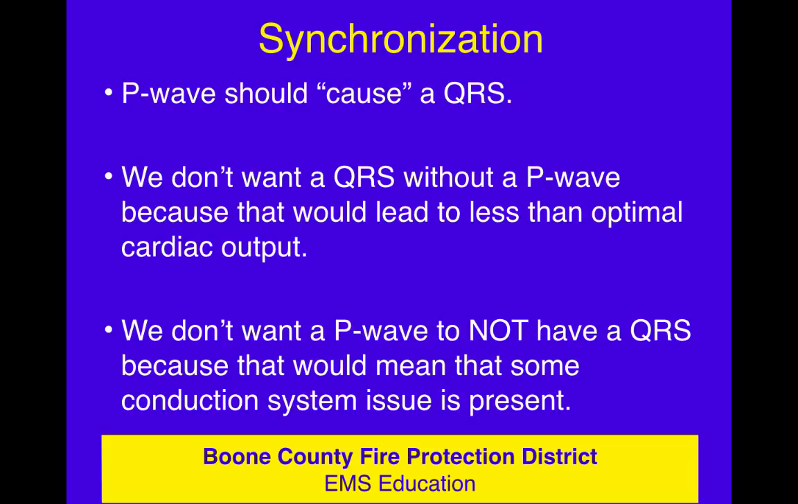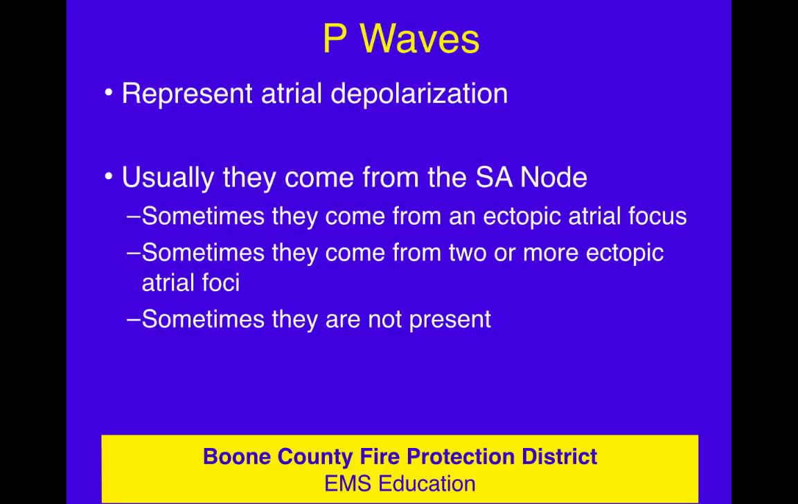So we're very interested in P waves because we want to be able to determine if we have good synchronization between the atria and the ventricles. So we want the P waves to cause the QRS. We don't want a QRS without a P wave. That would mean that we didn't have good synchronization. And by the same token, we don't want a P wave to be hanging out that doesn't produce a QRS. So conduction system issues promote good cardiac output, which promotes good blood pressure, which promotes happy patients, and we need to watch for P waves to help us with that.